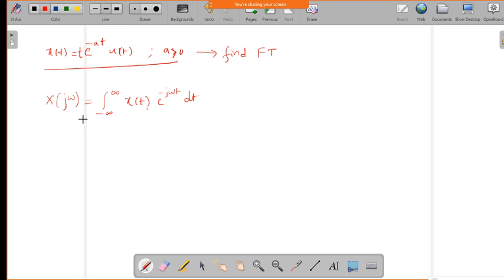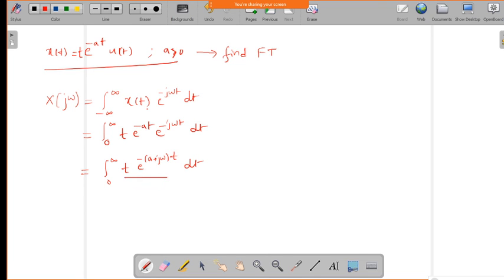So now substitute the x of t signal in the Fourier transform equation, integrating from minus infinity to plus infinity. Since it is u of t, we will vary between 0 to infinity. So now this will be t into e power minus at into e power minus j omega t into dt. So 0 to infinity t into e power, taking minus t outside, we get minus of (a plus j omega) into t into dt.